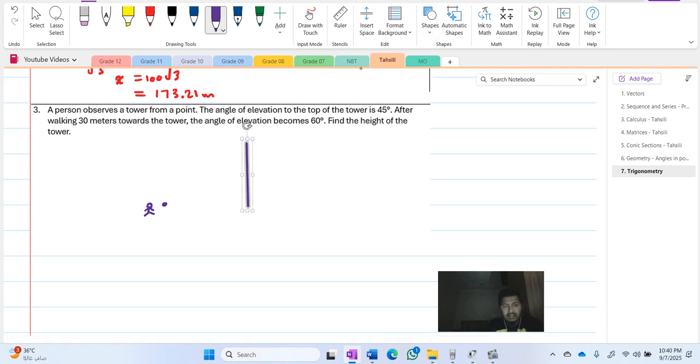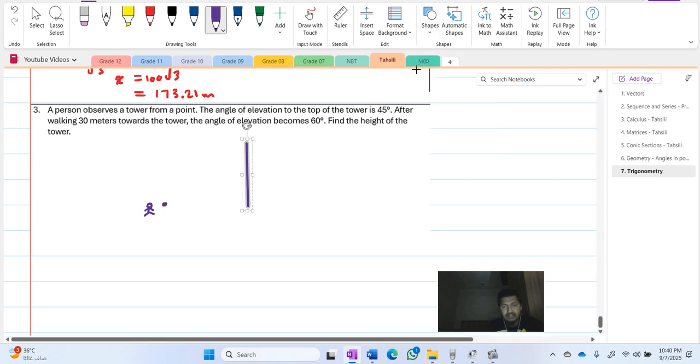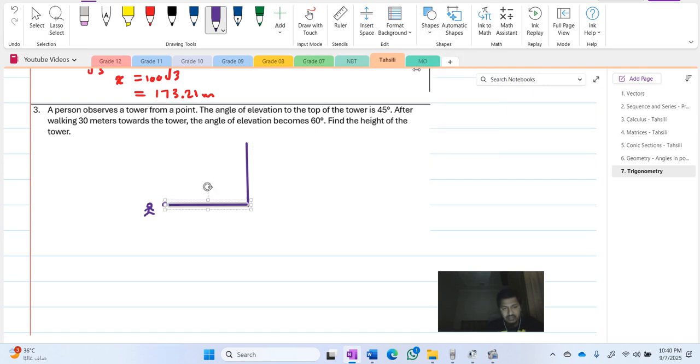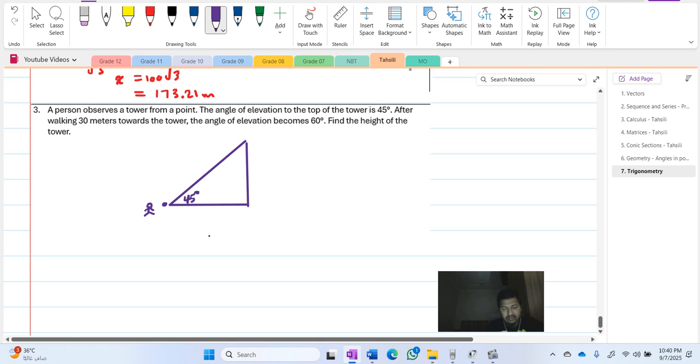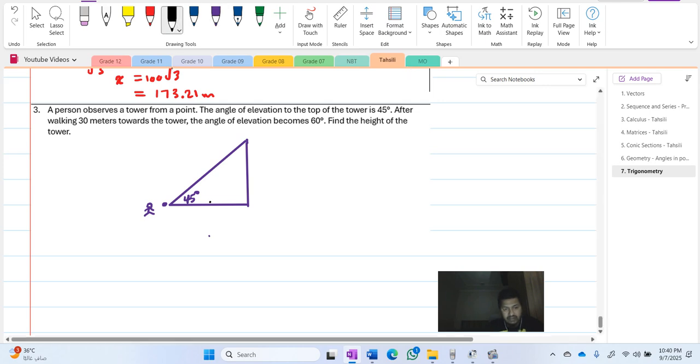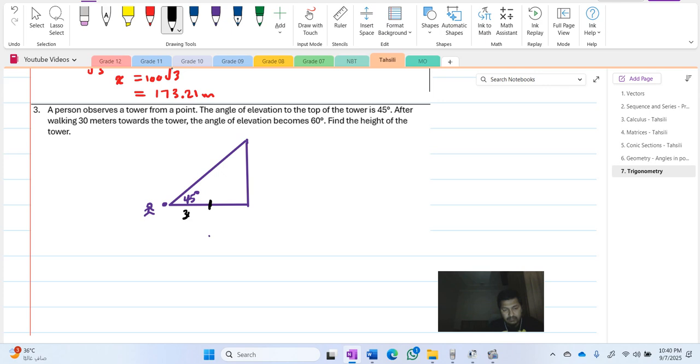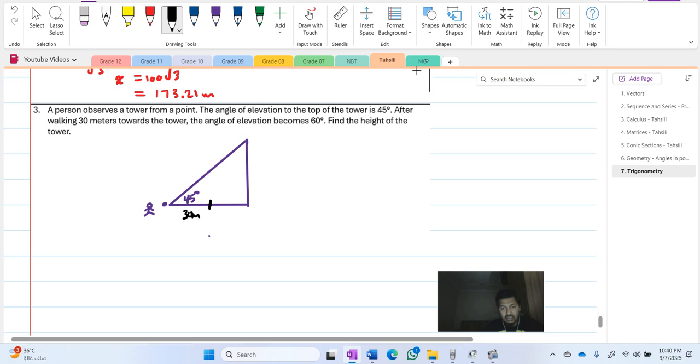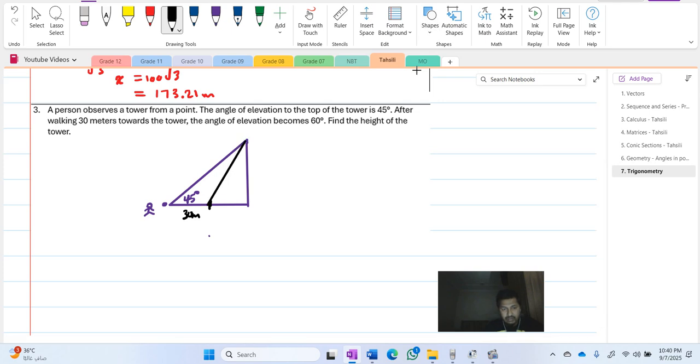The angle of elevation to the top of the tower is 45 degrees. So this person is looking up to the top of the tower at an angle of 45 degrees. After walking 30 meters towards the tower, obviously he needs to look a little bit more up, so his angle of elevation will increase. So now it becomes 60 degrees.